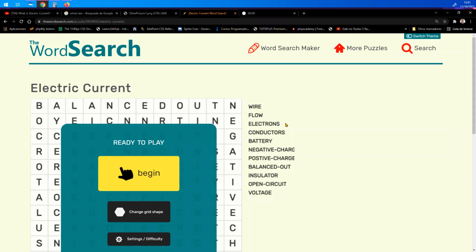Wire, flow, electrons, conductors, battery, negative charge, positive charge, balanced out, insulator, open circuit, and voltage.